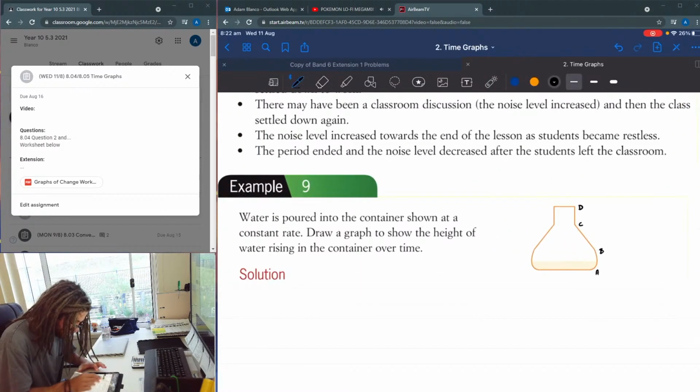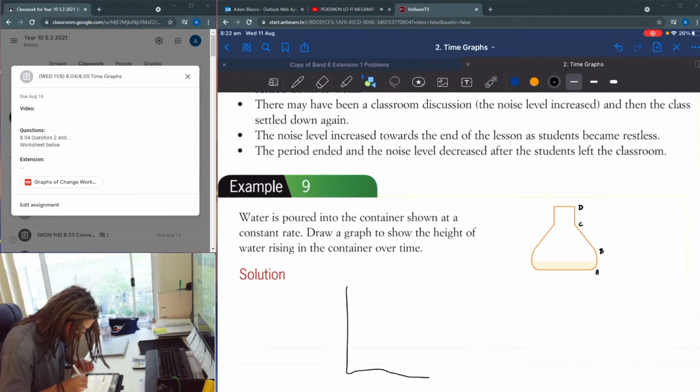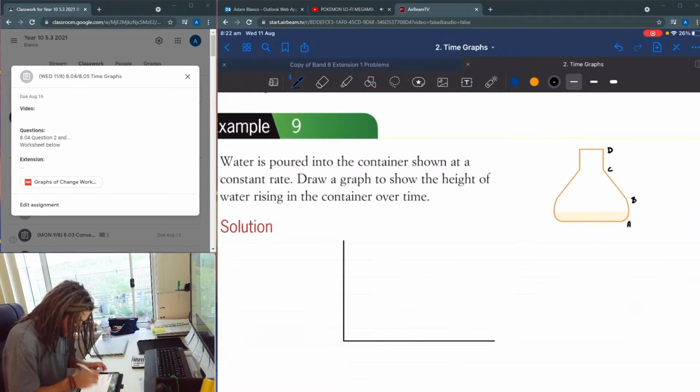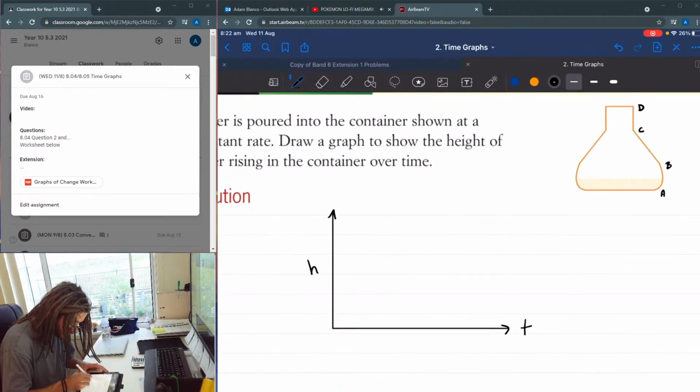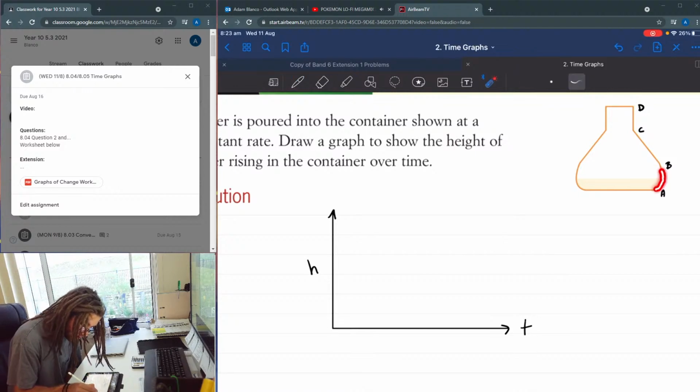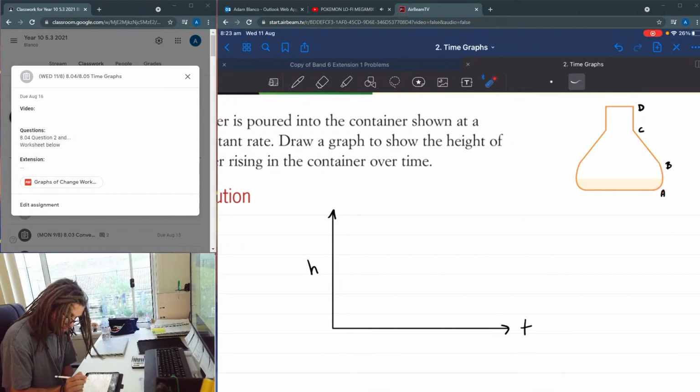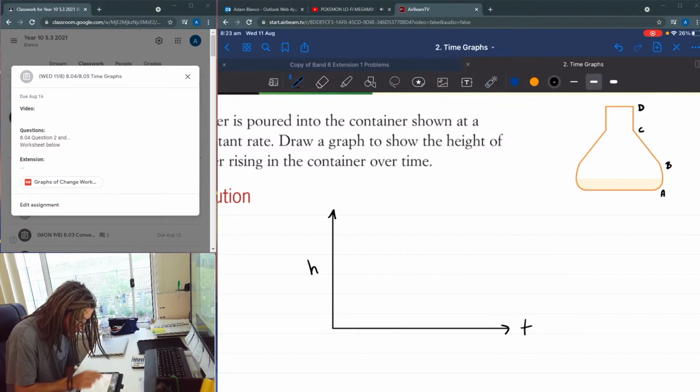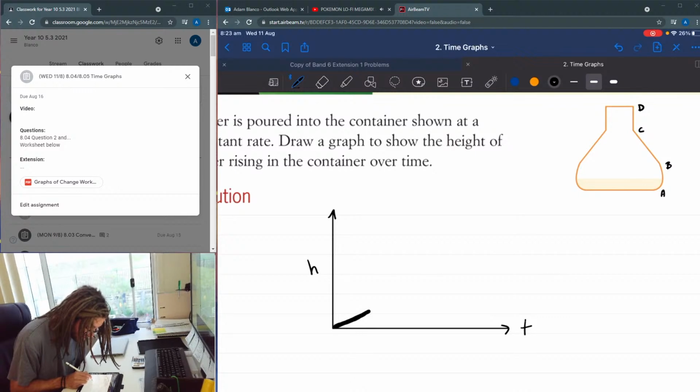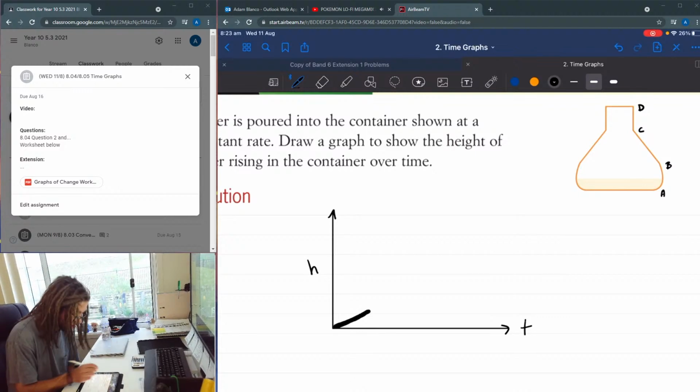So if I draw a quick graph, let's still call that time. We're going to call this the height. So between here and here, it's going to take ages for it to fill up. So if it's going to take ages for it to fill up, then it's probably going to be a lower gradient, so the height's not going to go up very fast. I hope that kind of makes sense.